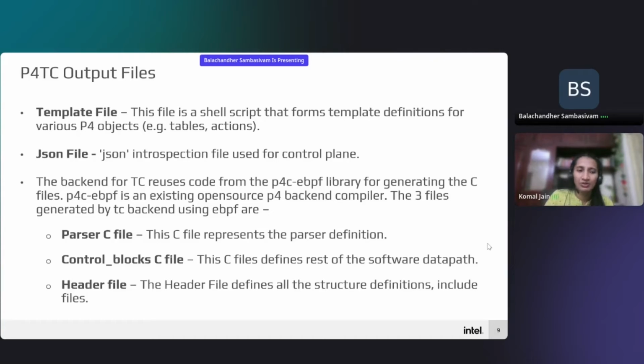For the backend for TC, we reuse the code from the P4C eBPF library for generating the C files. P4C eBPF is an existing open source backend compiler, and the three files are the parser C file that represents the parser definition, the control block C files, which define the rest of the software data path, and the header file, which defines all the structure definitions and the include files.